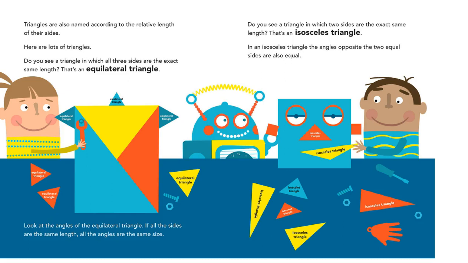Do you see a triangle in which 2 sides are the exact same length? That's an isosceles triangle. In an isosceles triangle, the angles opposite the 2 equal sides are also equal.